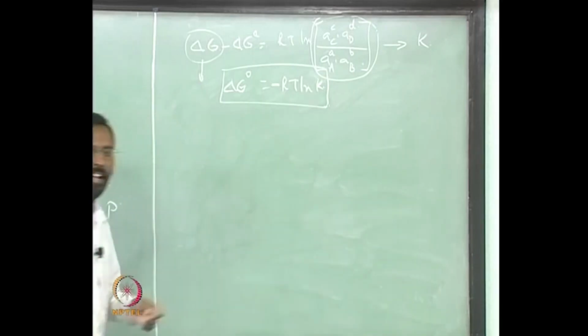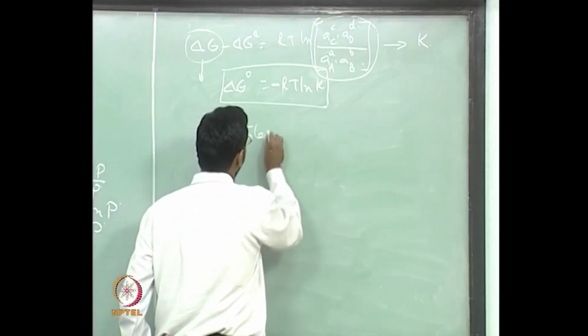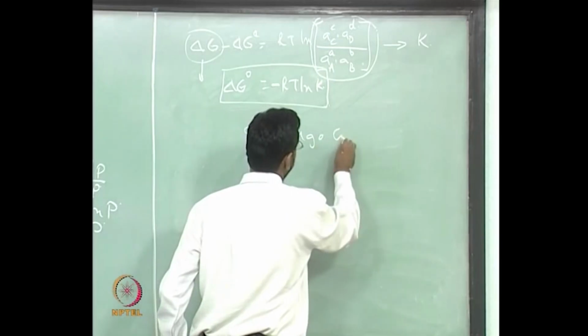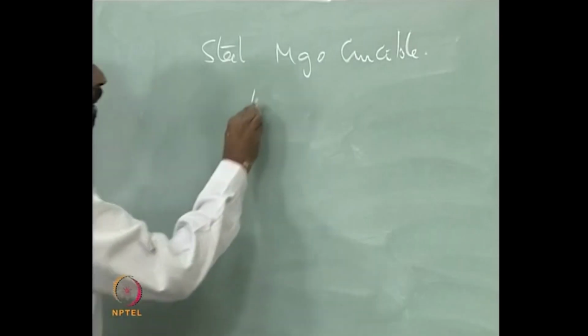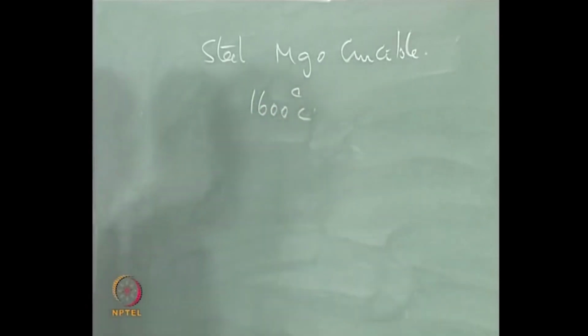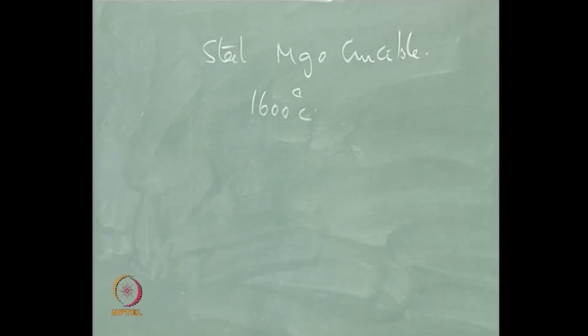For example, let us take any example. Let us say you are melting steel in a magnesia crucible at some temperature, 1600 degrees centigrade or so. You want to know whether this magnesia crucible will be intact at the temperature or will it dissociate into magnesium plus oxygen. If it dissociates, obviously you cannot melt the steel in that crucible, it is no more stable. So, if you want to melt anything in a crucible, that crucible material should be stable at that temperature.